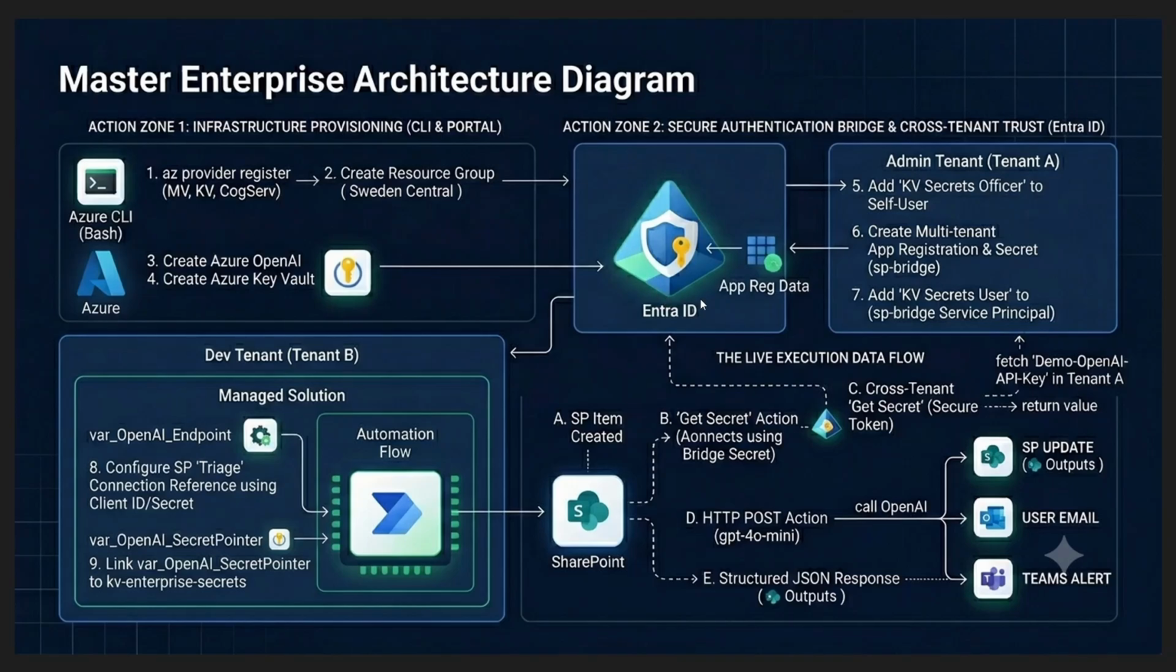How can we make a completely secure authentication, a cross-tenant trust or bridge? We can use Entra ID to create different role assignments, including the Key Vault Secrets Officer role, a multi-tenant app registration, as well as the service principal role. So this is how the data flows normally. We use the SharePoint trigger. Then we bridge the data using Entra ID, and then it accesses the keys, and using the cross-tenant setup it runs the flow and nothing is exposed. At the end, our SharePoint records are updated successfully, and the user receives an email and a Teams alert. We have a structured JSON output as well as the real response from GPT-4o Mini.